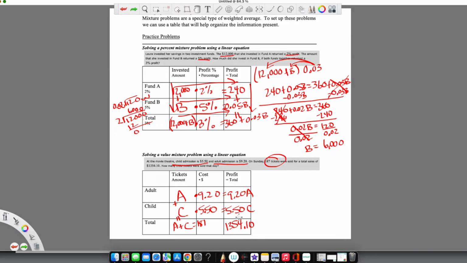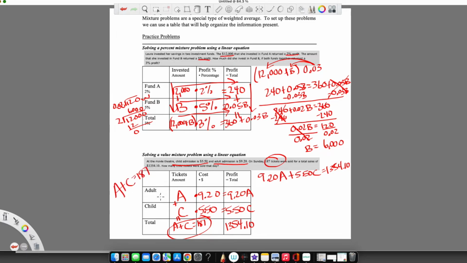So for this one, we have two different pieces here. I have the cost, like this. So if I add these two costs together, I'm going to get the amount that they sold, or their total profit anyway, like that. And then I also have another equation here, which is A plus C equals 187. So that's a separate equation. And what I want to do is use this one, and I'm going to write it kind of off to the side here because I don't want it to be in my way.